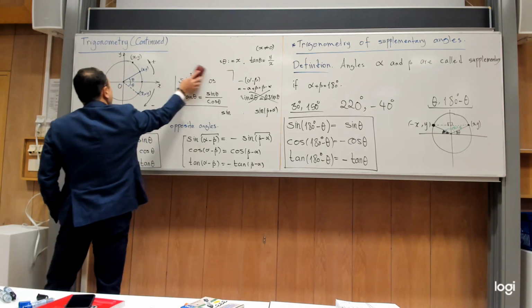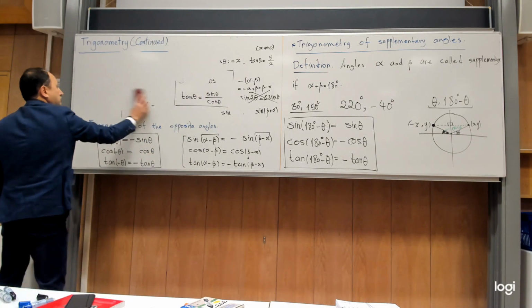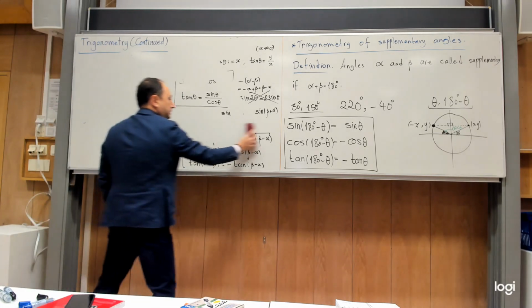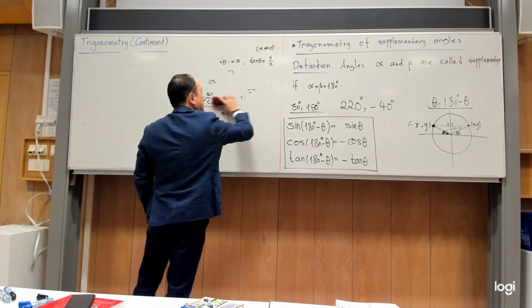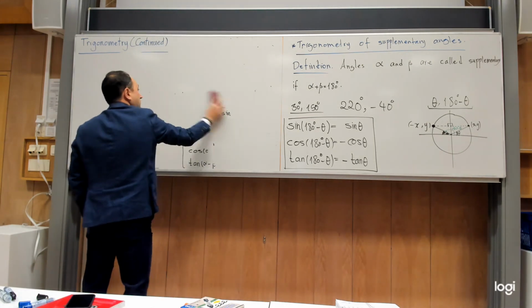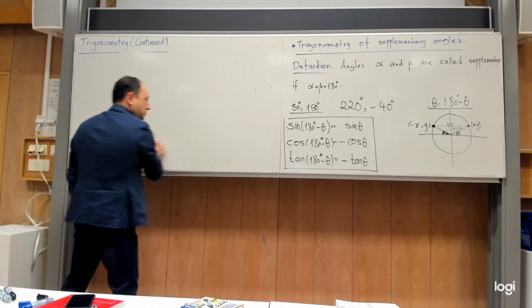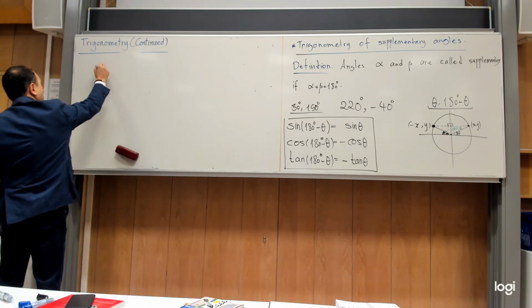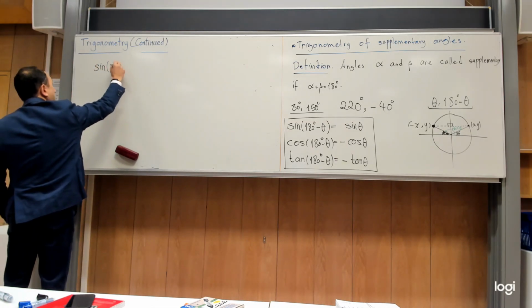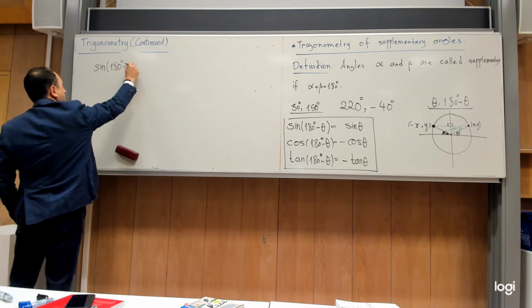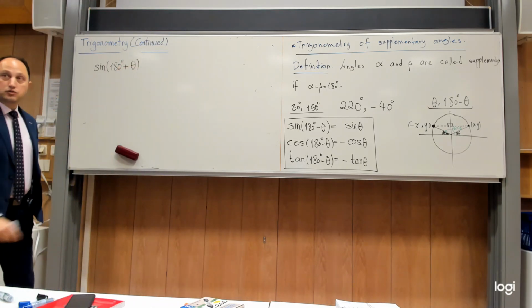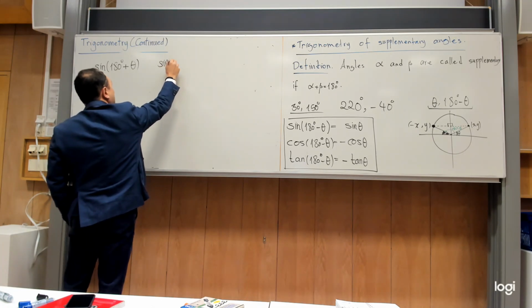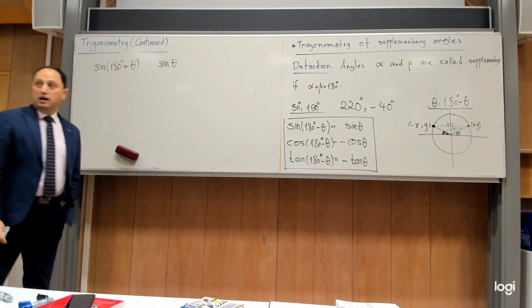Okay, so for example, now let me ask you one question. Of course, you can answer this algebraically or geometrically, but let us do it algebraically. So if I ask you how sine of 180 plus theta is related to sine of theta. How are they related?